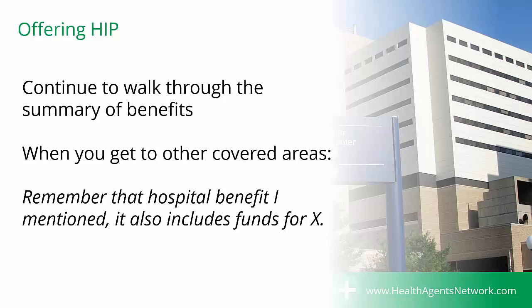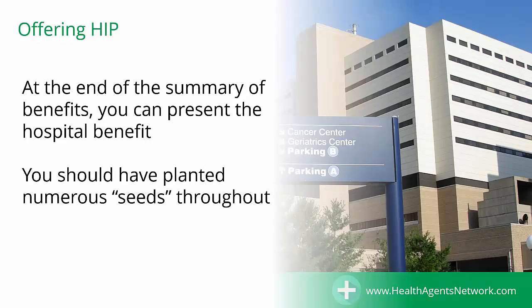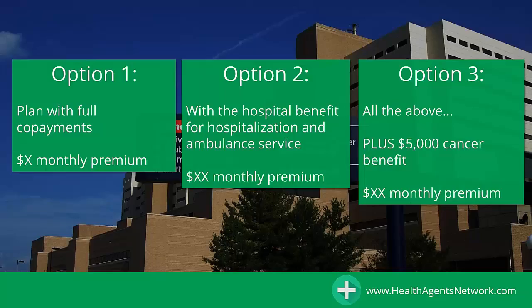I always sold mine with the inpatient and the ambulance because I figure if they're going to go to the emergency room, they're probably going to take an ambulance, and they're going to have a $250 copayment for that. Let's make sure for a couple bucks a month that that gets covered. That's just something I did. Of course, you could structure the plans however you choose to. So at the end of the summary of benefits or at the end of your presentation, I would just go ahead. I planted all these seeds to say, hey, this is your plan. This is the hospital benefit. Let's take a look at the whole package. And I did the 3-option close. And here's what that looks like. Option 1.